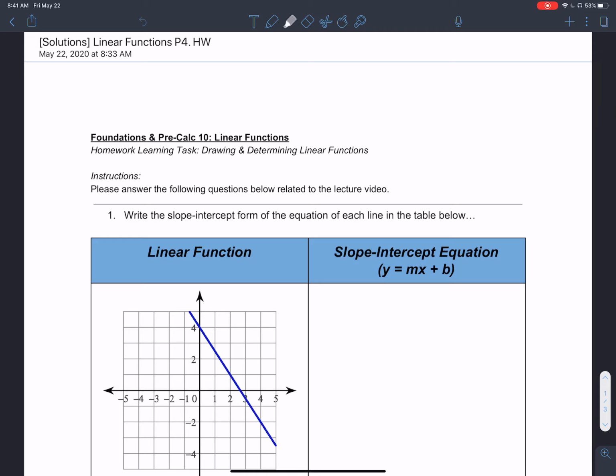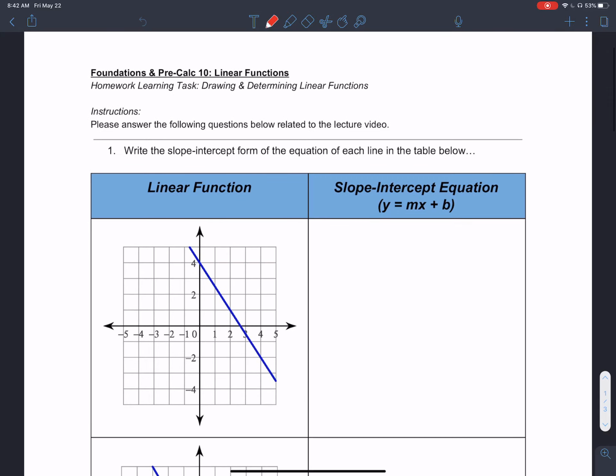Hey everyone, figure I'd do a two-parter for the solutions for the most recent homework that I gave this week and the last part of the linear functions unit that we're going to be covering. So I'll post a PDF of this in case you don't want to watch the video and just want the answers, but I'll also post a video just in case you want to have a more detailed walkthrough of what's actually going on here.